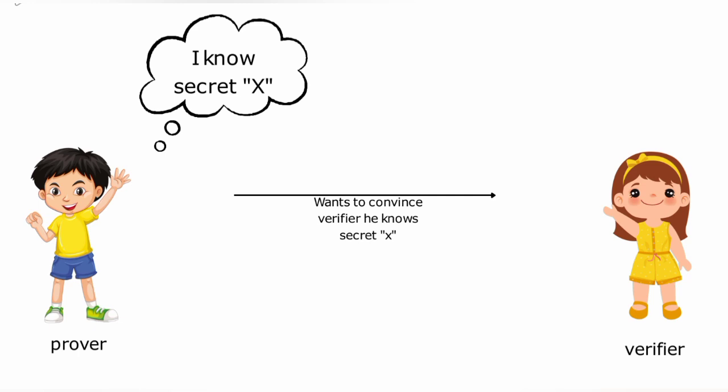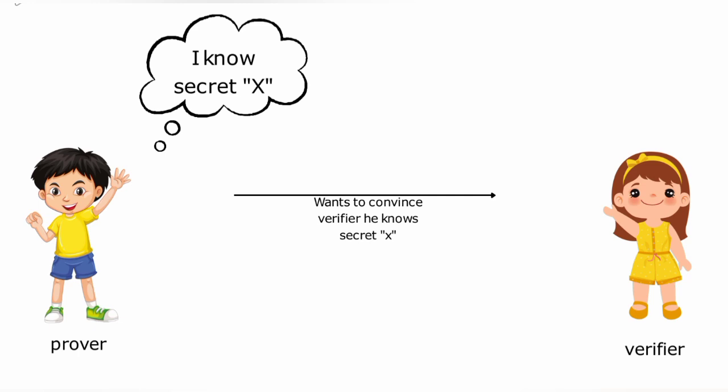Similarly, there is another example. You want to book a ticket for a horror movie, and to watch that movie your age must be 18 plus. To prove your age, you would have to show your personal identification card, like your ID proof or your Aadhaar card. But without revealing your personal information to the verifier, you have to prove that you are above 18.